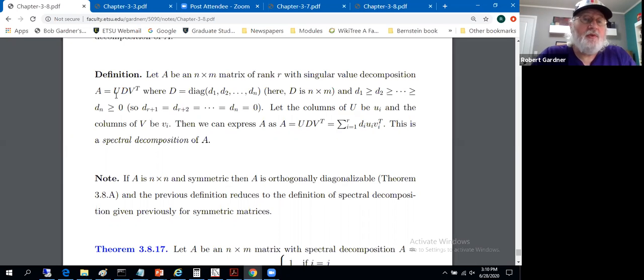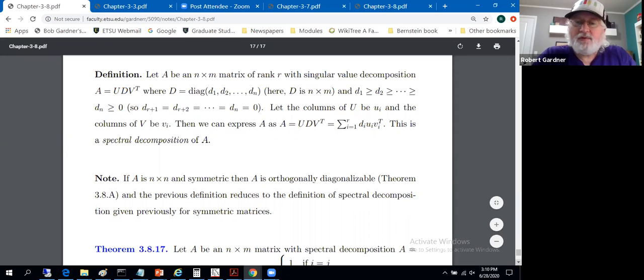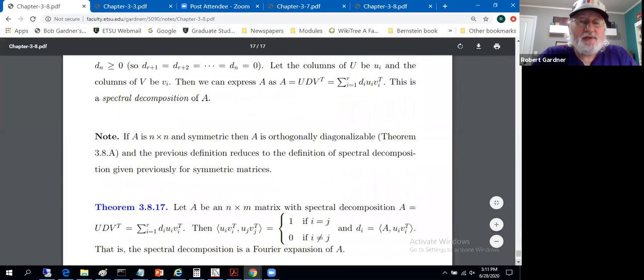Diagonal matrix, orthogonal matrix, orthogonal matrix. The dimensions aren't the same and they're not the same matrix. So I don't have a V V transpose type thing. I've got a U and a V transpose in the singular value decomposition.